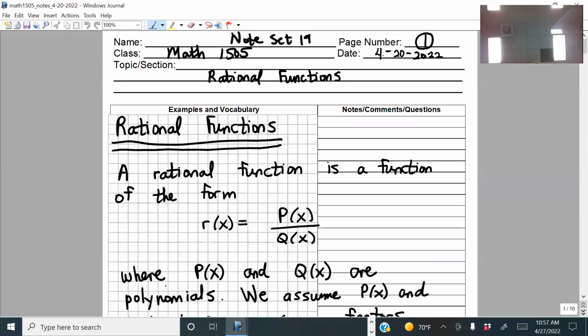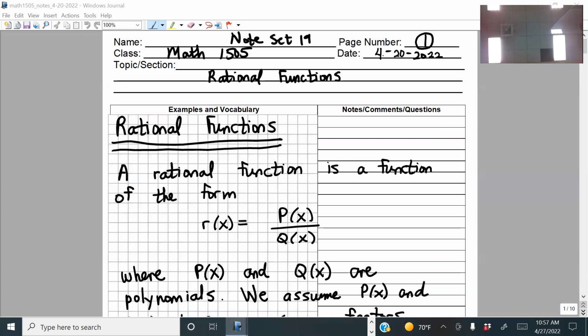All right, let's go back to the notes and let's introduce our next topic before we take our break. So the next topic is rational functions. Rational functions are formed from polynomial functions. The reason they're called rational functions is that rational involves the word ratio, right? Rational functions are the ratio, the fraction, formed from polynomial functions.